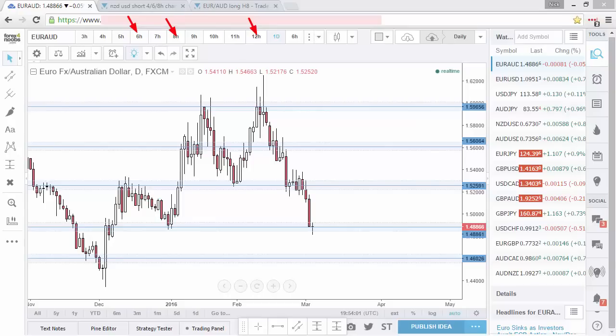How many different currency pairs do you look at? Generally, all the currency pairs listed here. That's what I look at.